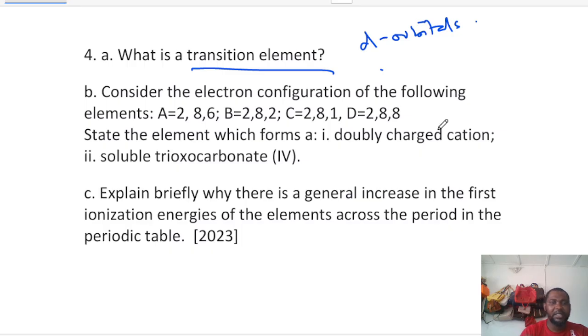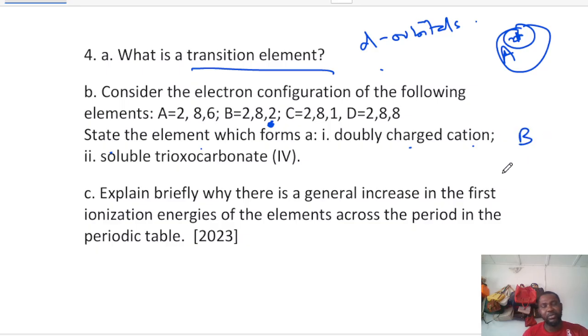Now the B part says consider the electron configuration of the following. We have A, B, C, and D. State the element which forms a doubly charged cation. Doubly charged cation means something that looks like this, with 2+. That means it is the one that has a valence electron of 2, which is this. So the answer is B.